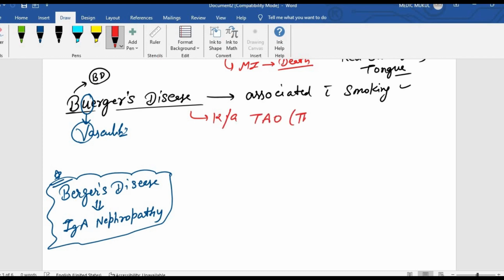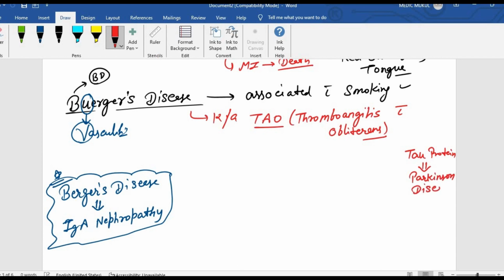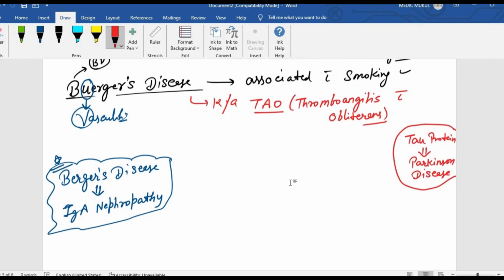Thromboangiitis obliterans. See, we have the TAO. Can I also write TAO? That is tau protein. Tau protein we can see in case of Parkinson disease. So remember this one, this is extra information you need to remember. Tau proteins, you can remember are for Parkinson disease. Tau, remember, thromboangiitis obliterans. This is also known as TAO, thromboangiitis obliterans.